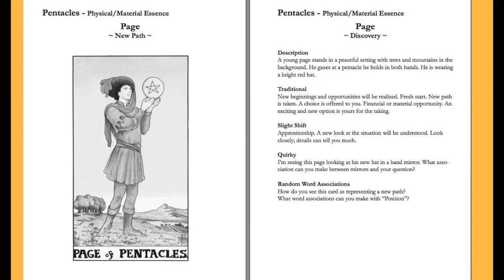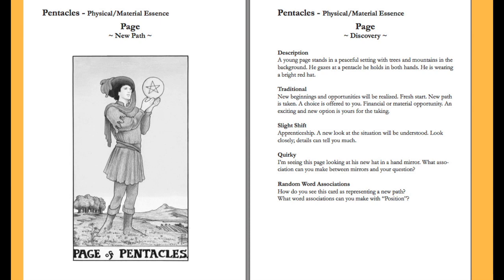Here I have the Page of Pentacles. And the Page of Pentacles here, as far as quirky, I'm seeing this page looking at his new hat in a hand mirror. What associations can you make between mirrors and your question? Mirrors reflect, and they're portable. They come in different sizes. They're fragile. So there's a lot of different things you could look into as far as that. They allow us to see ourselves.